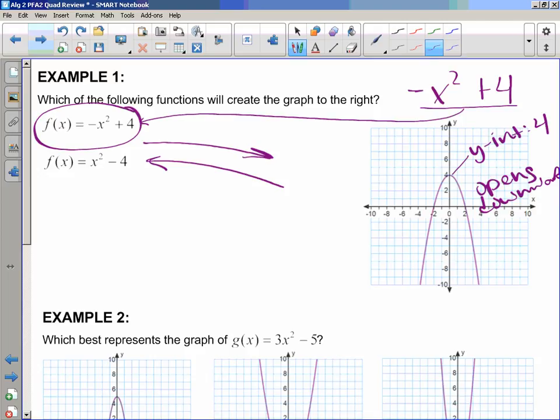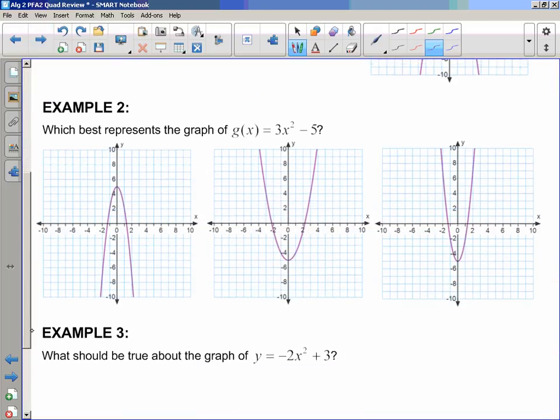It's not this one, because that's a y-intercept of -4, and my leading coefficient is positive, which should mean that the parabola opens upward. Neither one of those things is true, so it's got to be the first one. Let's look at the next example.